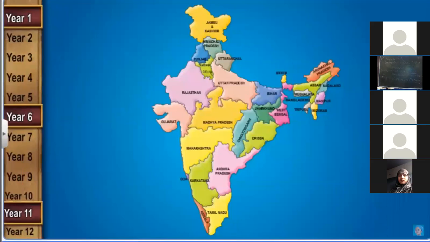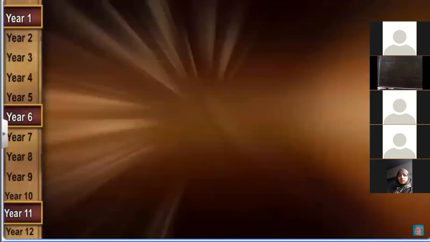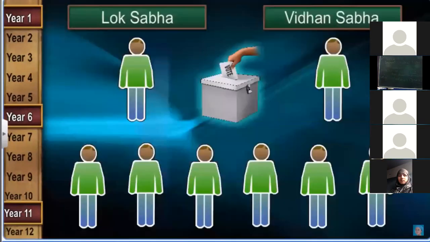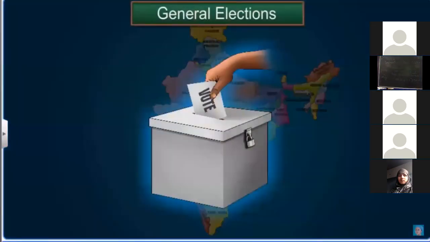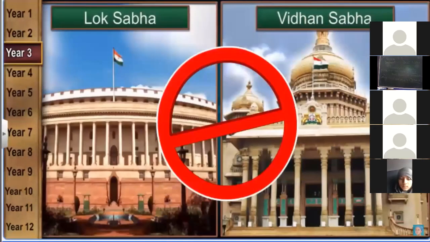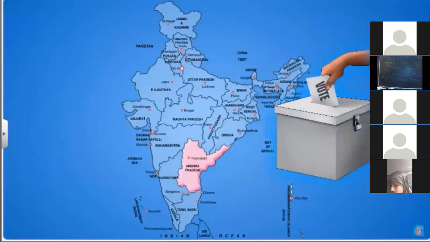Every 5 years, the Lok Sabha and the Vidhan Sabha are dissolved, and the people elect new representatives. This is known as the general election. Sometimes, the Lok Sabha and the Vidhan Sabha are dissolved early. Such an election is called a mid-term election. At times, apart from the general election, an election may need to be held for a single constituency due to the untimely death.